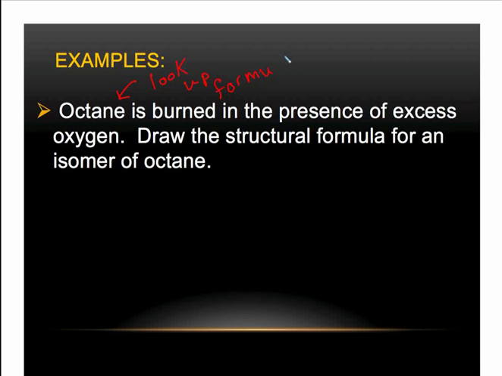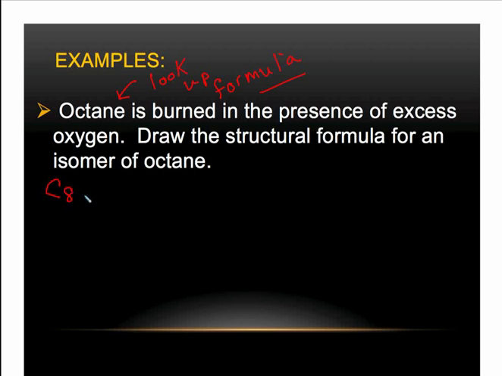I'm trying to find a day to squeeze in organic formulas and naming, and I think it's going to be at the end of this semester. But until then, just look it up. Just do a quick Google of octane. Actually, you should know octane from pre-AP.